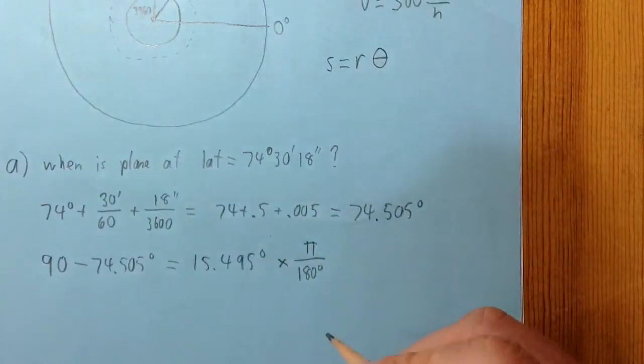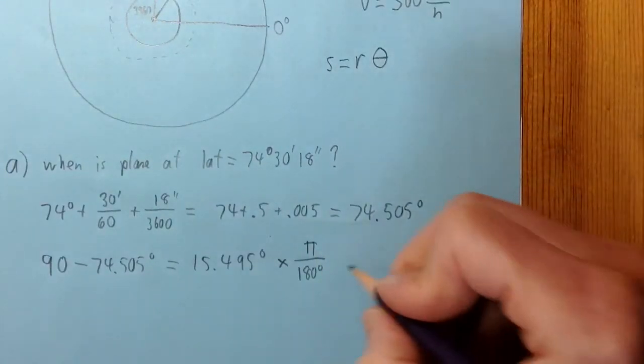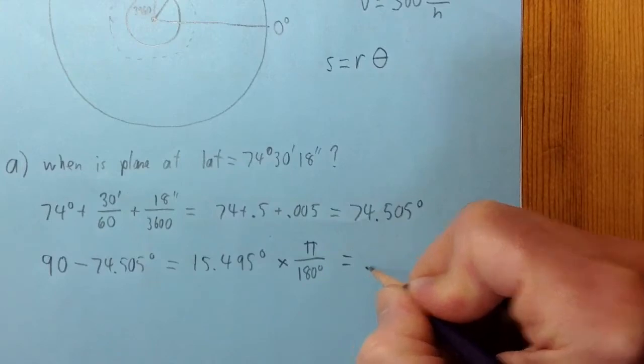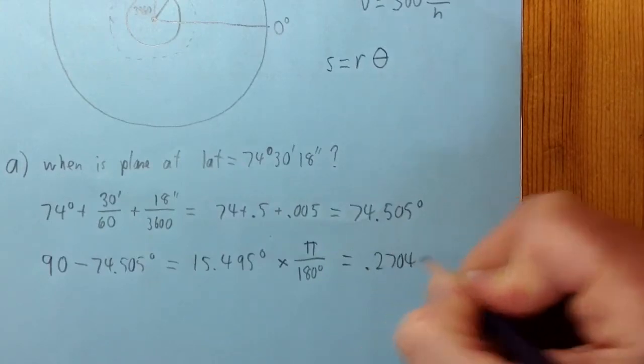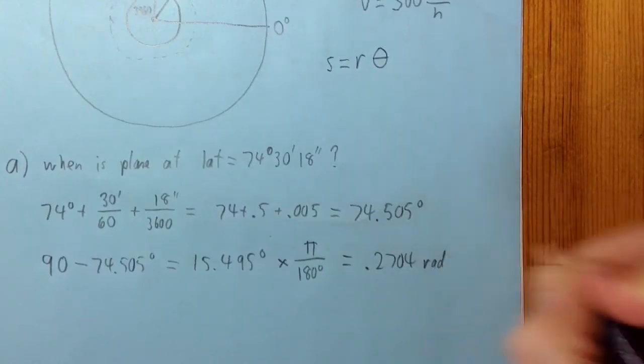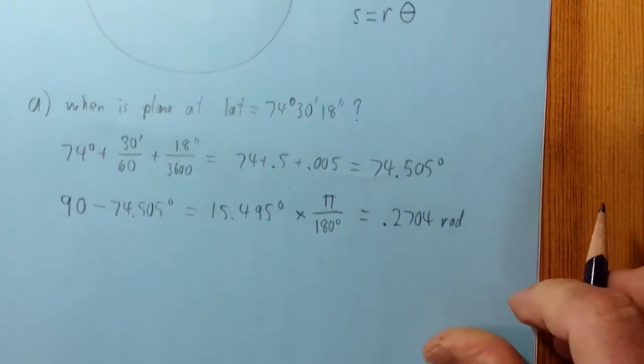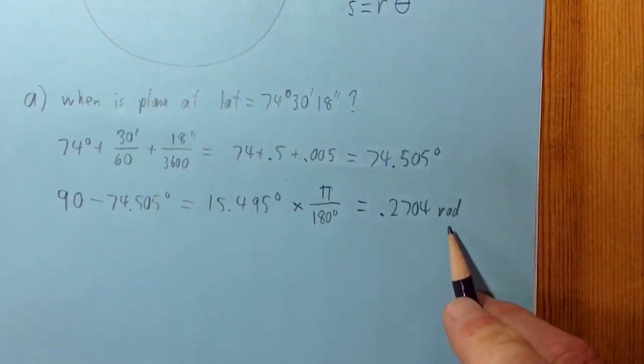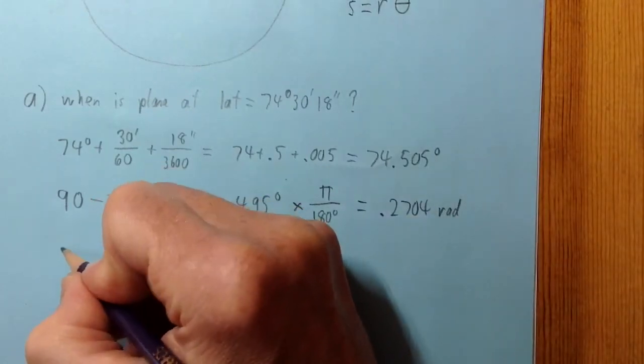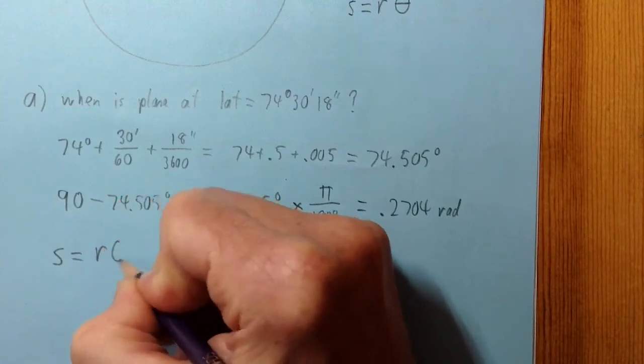And that ends up being 0.2704 radians. Now I'm going to write the radians so I know what we're talking about, even though with radians you don't really need units. It's the natural unit. It just gives you the answer. So that's how many radians we went. So the distance the plane went is this r theta.